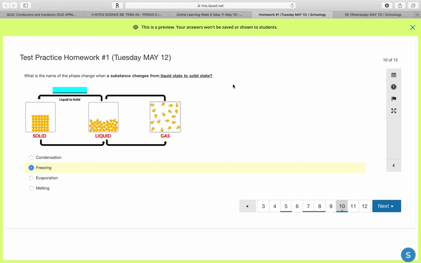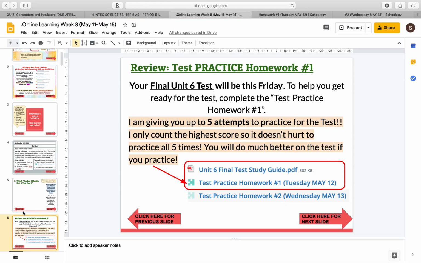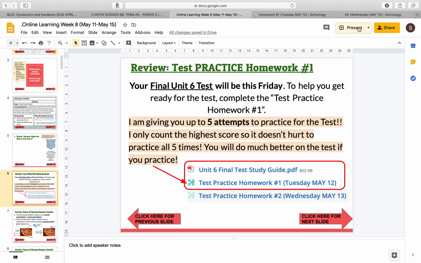If you want to practice some more, you get 5 attempts total. It's okay to practice all 5 times. The more you practice, the better you'll do on Friday's test. So if you want to go back and practice again and again and again, keep practicing. I only count the highest score. All right, now I'm going to go ahead and do our new review for today.